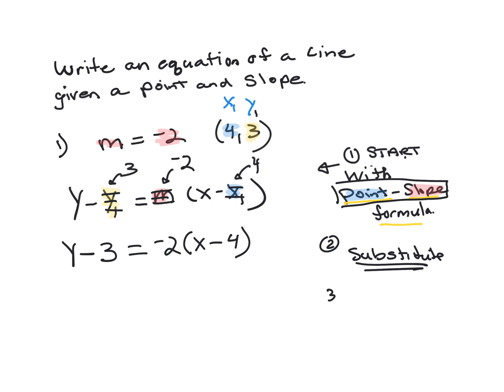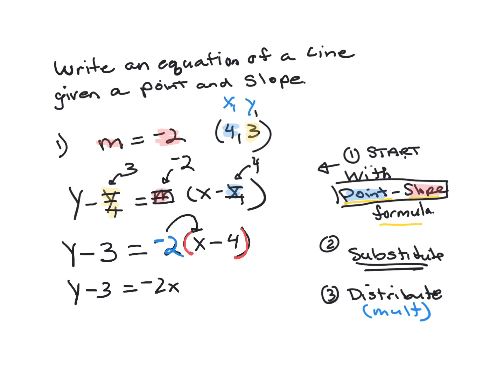Then the third step is we're going to use the distributive property. So I'm just going to say distribute for short. And remember, distribute is you're multiplying. So remember, doesn't this mean negative 2 is being multiplied to both of these terms? So we're going to recopy y minus 3 equals, and then we're going to do negative 2 times x is negative 2x. And then negative 2 times a negative 4 is a positive 8.